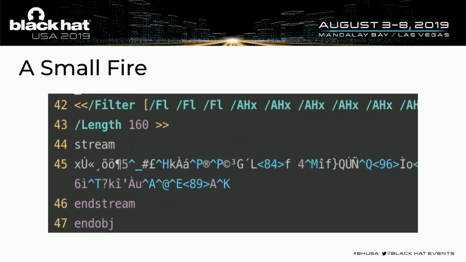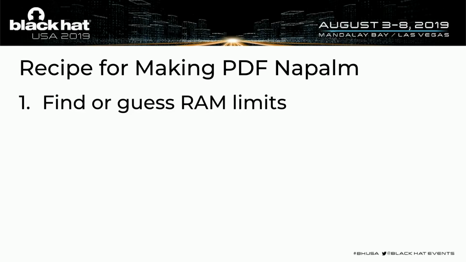So this is what one of these little fires looks like. You've got your data, and you've got a set of filters. You're starting by using flate decode to grow that decompression bomb, and then you're running ASCII hex decode to shrink the size of the data. It's cut off here, but you can see there are 6 ASCII hex decodes in the set of filters, so that would reduce it by a factor of 2 to the 6. And if you add another one, it'll keep reducing it. So this gives us a sort of recipe for creating PDF napalm.